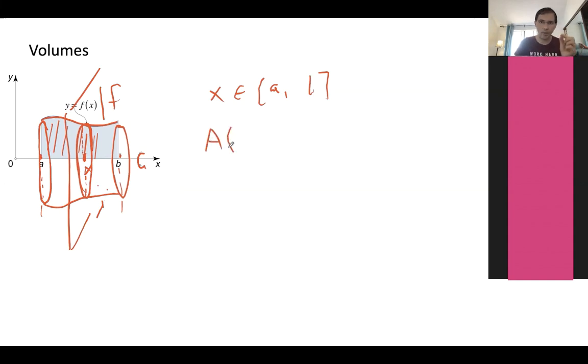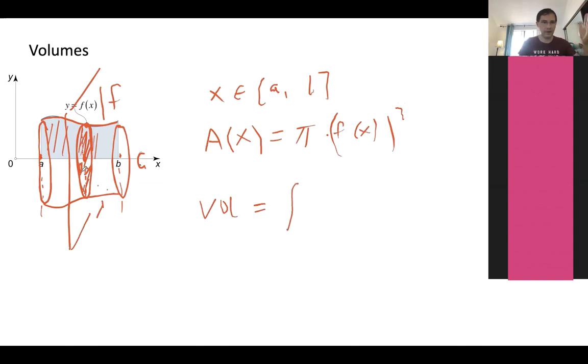and then what I want is to compute the area of the cross section that corresponds to this given point x. Well, this is simply a circle, so this is pi times the radius of the circle, which is exactly f of x, and then I'll square it. And then the volume, very simple, is the integral from a to b of the area function. Just a little bit more general situation when we have two functions.